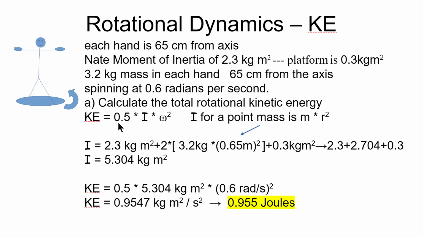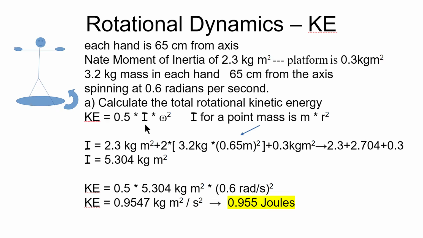For linear kinetic energy, it's 1/2 mv squared. In the rotational system, we use I, the moment of inertia, or some people call it the rotational inertia. That replaces the mass, and omega, the angular velocity, replaces v, the linear velocity. So we're moving from a linear kinetic energy calculation to a rotational kinetic energy calculation.